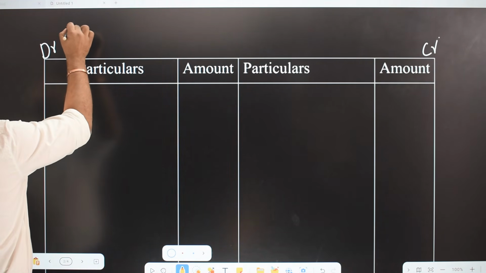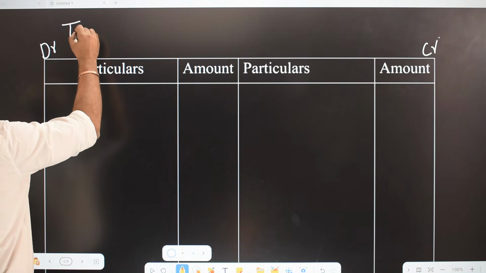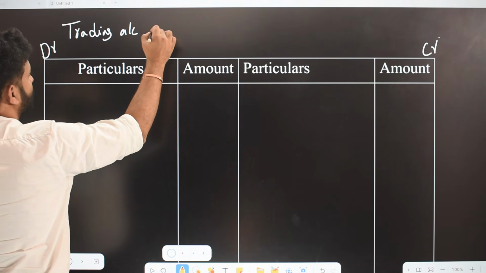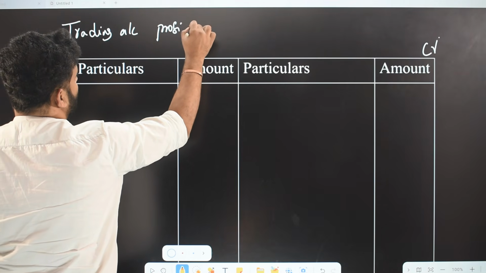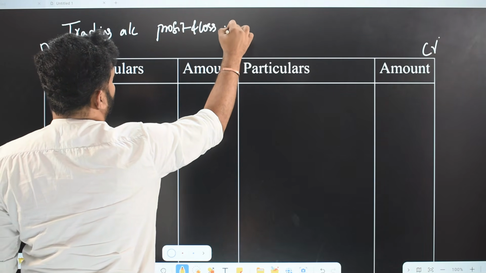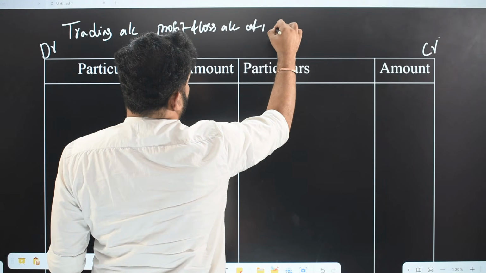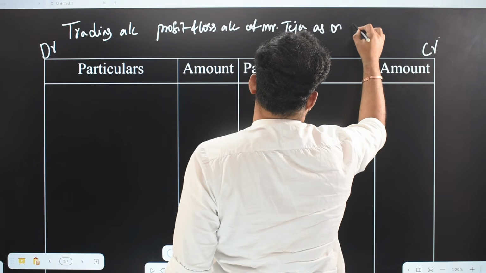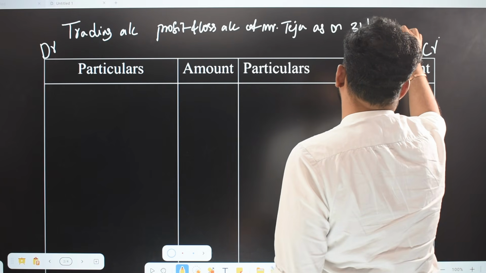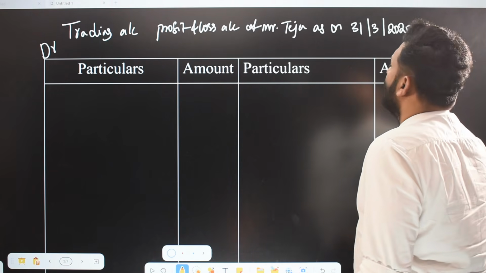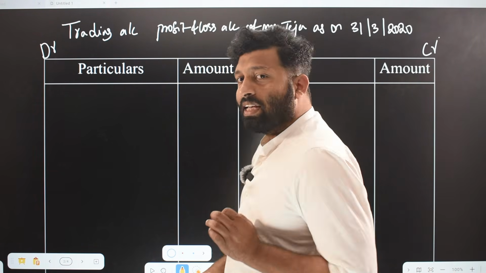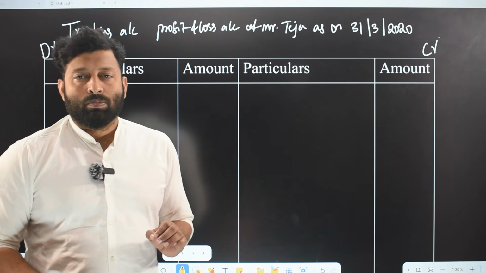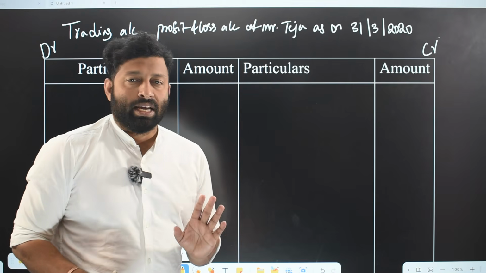Here I am preparing the trading account and the profit and loss account in one performa only. So trading account, profit and loss account of Mr. Teja as on 31st March 2020. Heading is very, very important. So as I explained, in trading account we have to post only manufacturing, production, factory related expenses.